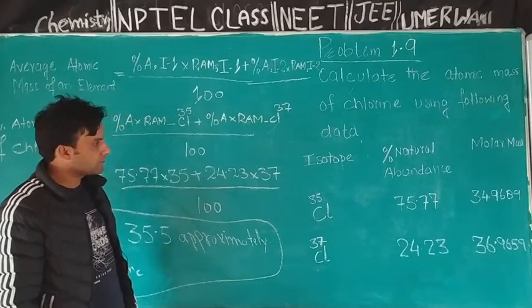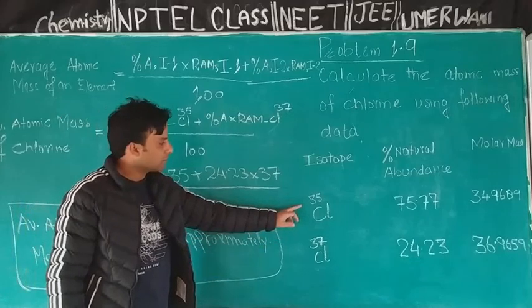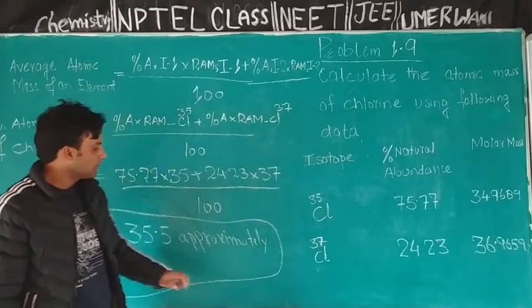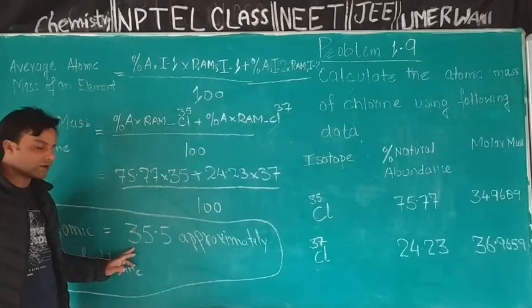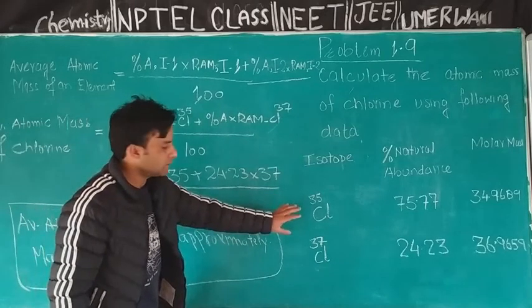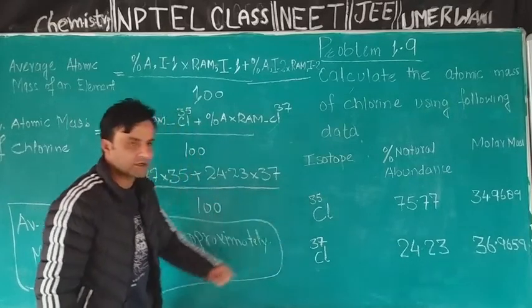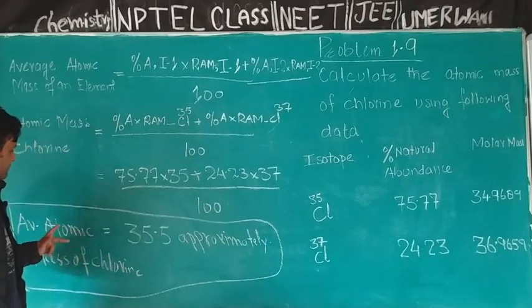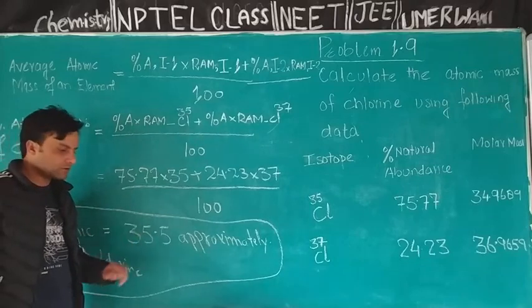One more difference you can observe is that for such elements the relative atomic mass of isotopes is a whole number, but the average atomic mass may come out fractional, like in chlorine. One isotope has relative atomic mass 35, which is a whole number, and the second isotope has relative atomic mass 37, also a whole number, but the average atomic mass of chlorine is 35.5, which is not a whole number but a fractional number.